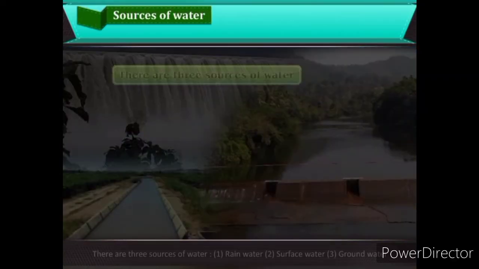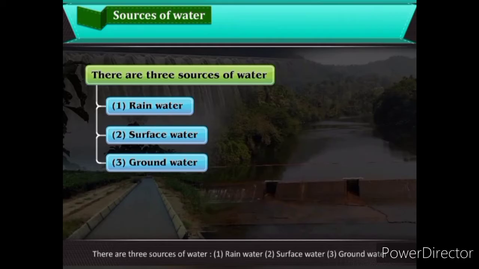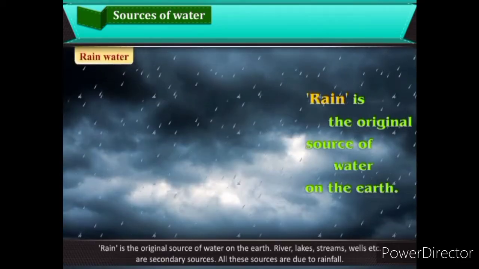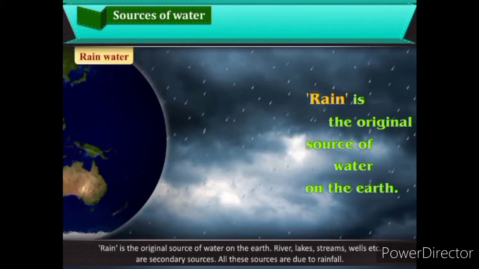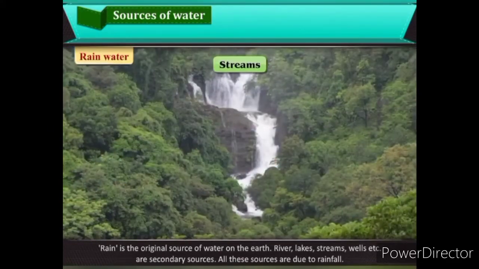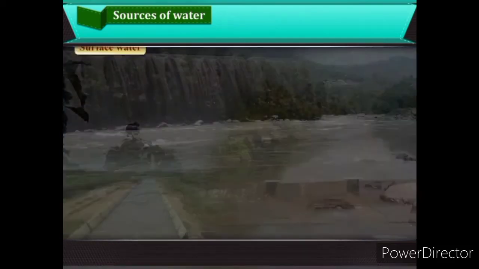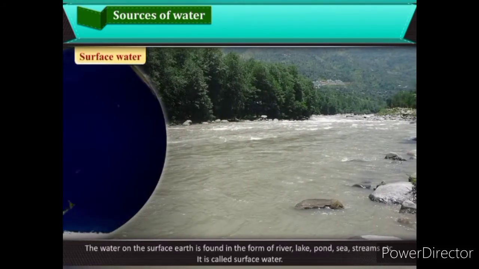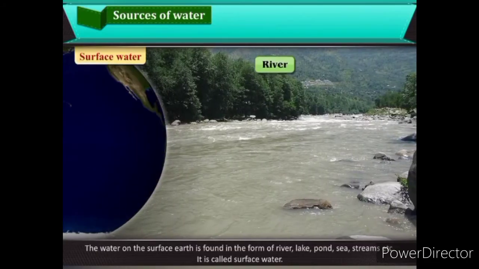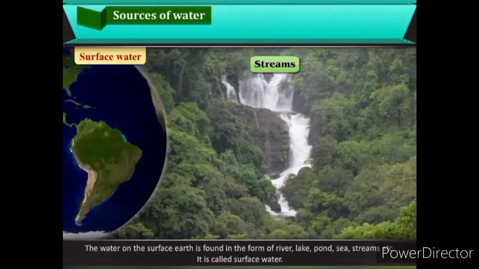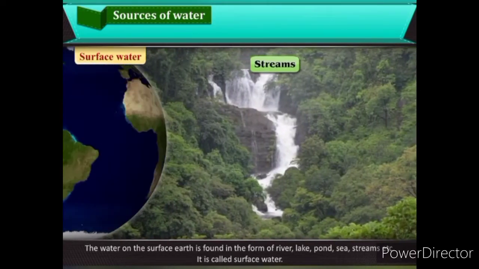Sources of water. There are three sources of water: rainwater, surface water, groundwater. Rainwater. Rain is the original source of water on the earth. Rivers, lakes, streams, wells, etc. are secondary sources. All these sources are due to rainfall. Surface water. The water on the surface of the earth is found in the form of river, lake, pond, sea, streams, etc. It is called surface water.